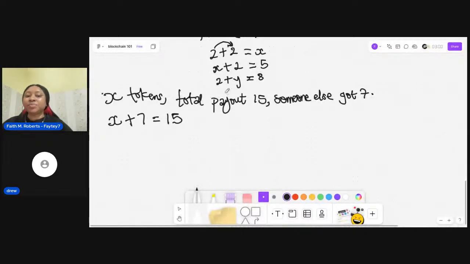Now we know what the total payout is, and we know what someone got, but we do not know what the previous person got, which is the X tokens. And that has led us to writing the statement as this form of expression. How do we get X?